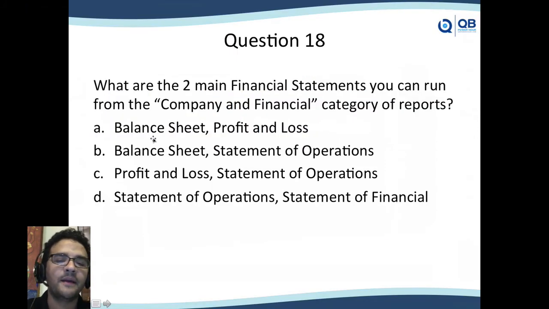So my options are balance sheet and profit and loss. And then I have a whole bunch of options. Obviously, the right answer is A. So the right answer to this question is A.